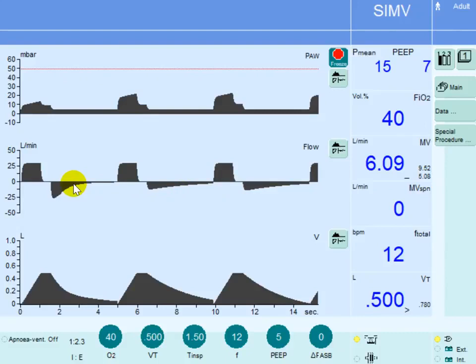So in summary, the increased resistance will cause an increased airway pressure. The peak pressure will be elevated. The plateau pressure will be the same. The difference between the peak pressure and plateau pressure will be increased. And there is a limitation of the expiratory flow indicated by decreased peak expiratory flow and prolonged expiration.